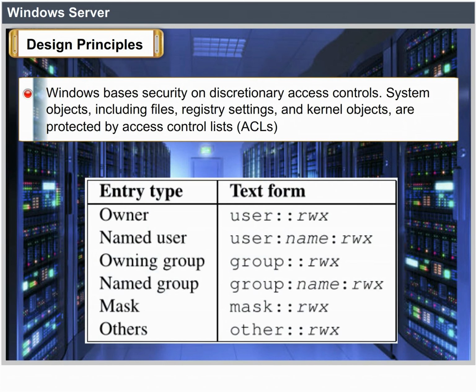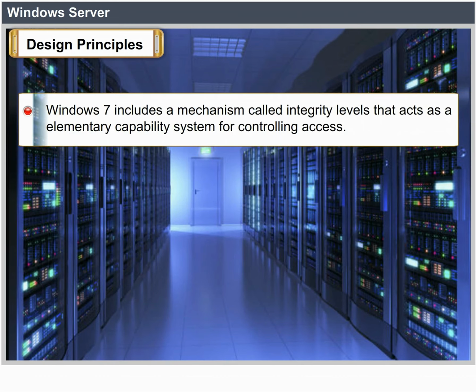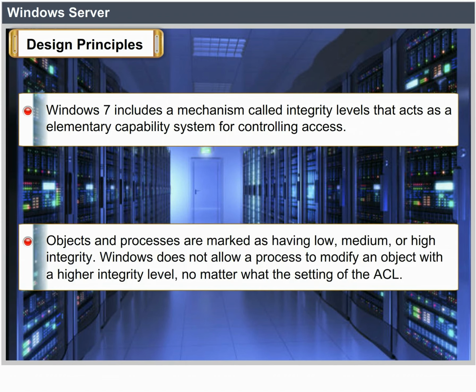System objects including files, registry settings, and kernel objects are protected by access control lists, ACLs. ACLs are vulnerable to user and programmer errors, as well as to the most common attacks on consumer systems in which the user is tricked into running code, often while browsing the web. Windows 7 includes a mechanism called integrity levels that acts as a rudimentary capability system for controlling access. Objects and processes are marked as having low, medium, or high integrity. Windows does not allow a process to modify an object with a higher integrity level, no matter what the setting of the ACL.